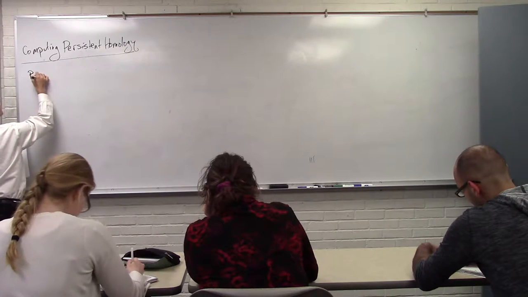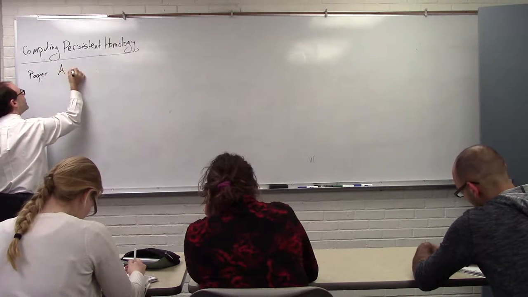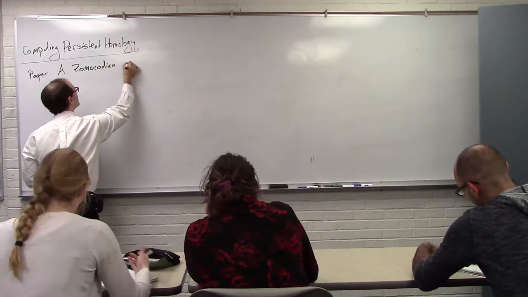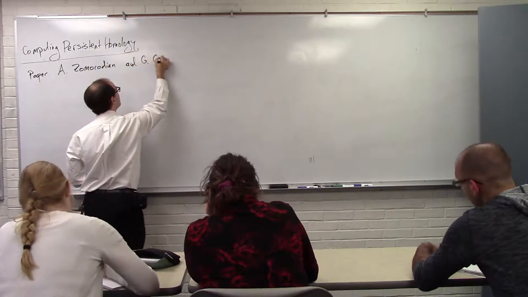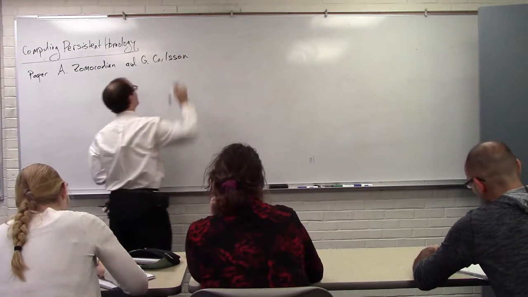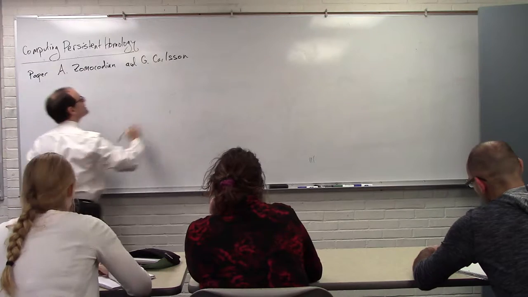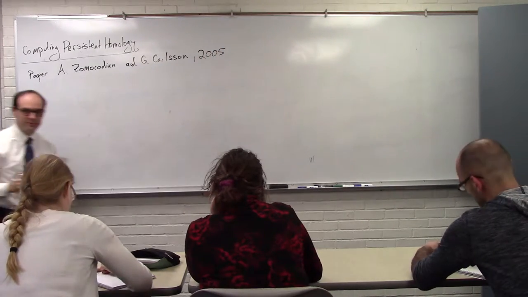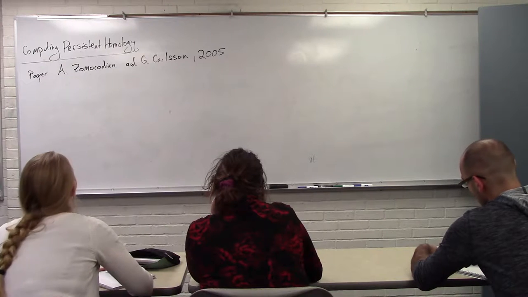The paper is by Zomorodian and Carlsson. One N, two S's. 2005. So as far as math papers go, it's recent. Like super recent.